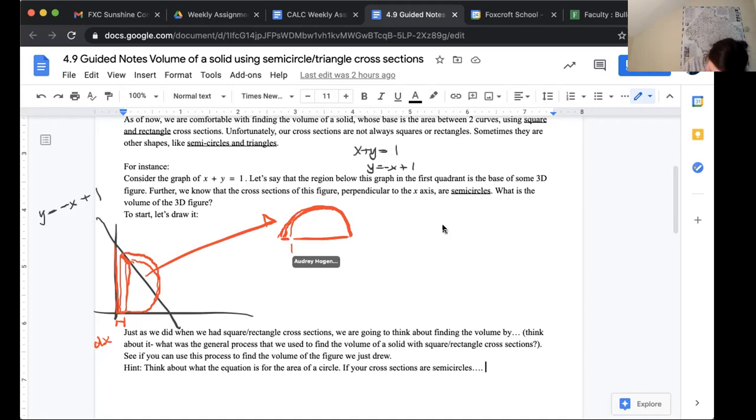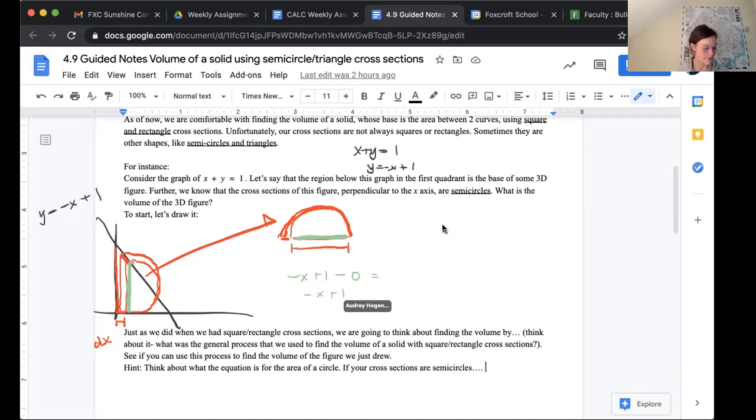And then this diameter right here is your area between the two curves, right? So this base right here, I'm going to put it in green, corresponds to this right here, which is the area between the two curves, which is going to be, as we know, top minus bottom. So top minus bottom in this case is negative x plus 1 minus 0, because the base of our figure is just the axis. So top minus bottom is just going to be minus 0. So that's just going to be equal to negative x plus 1.